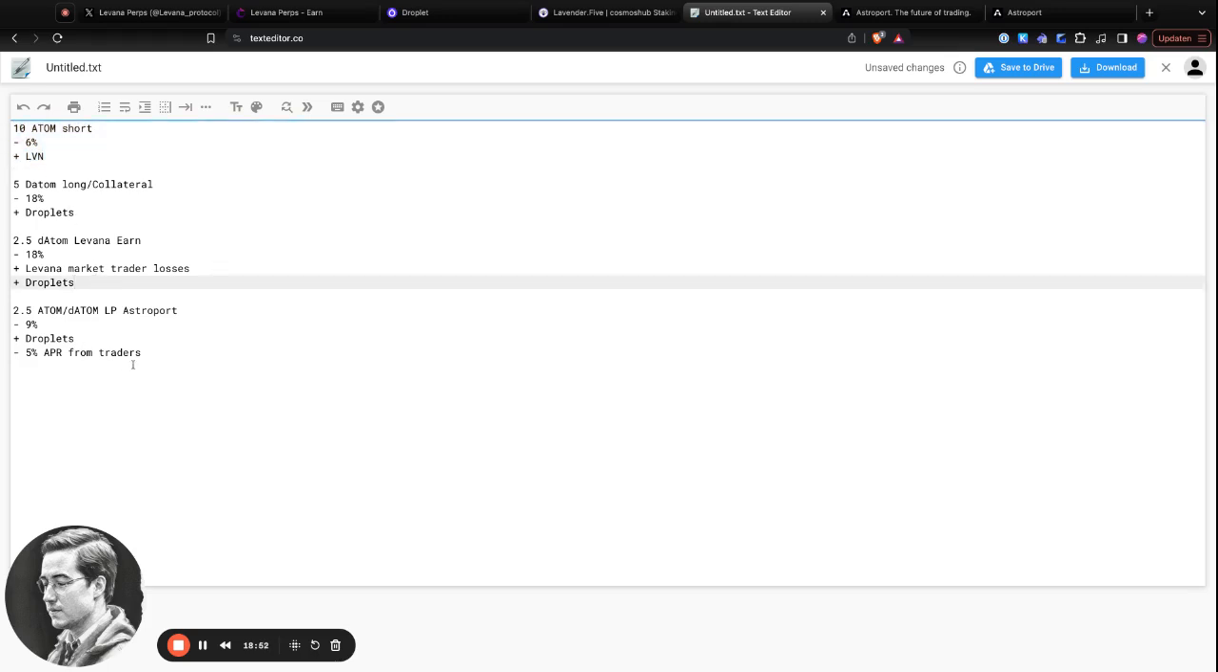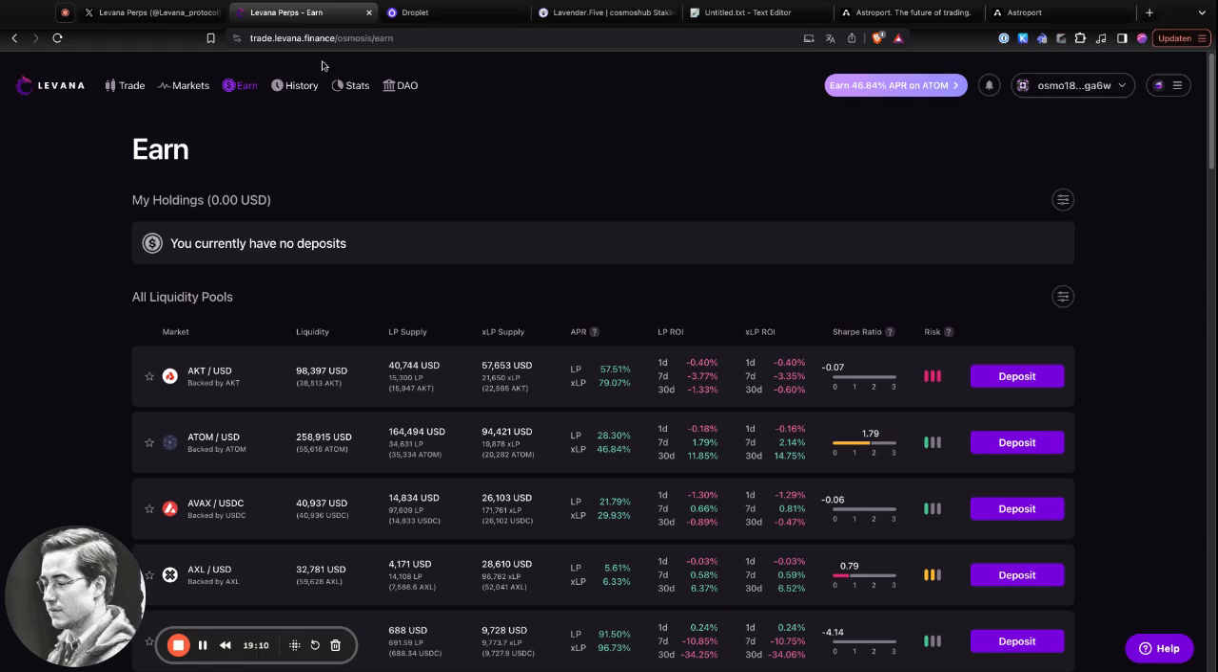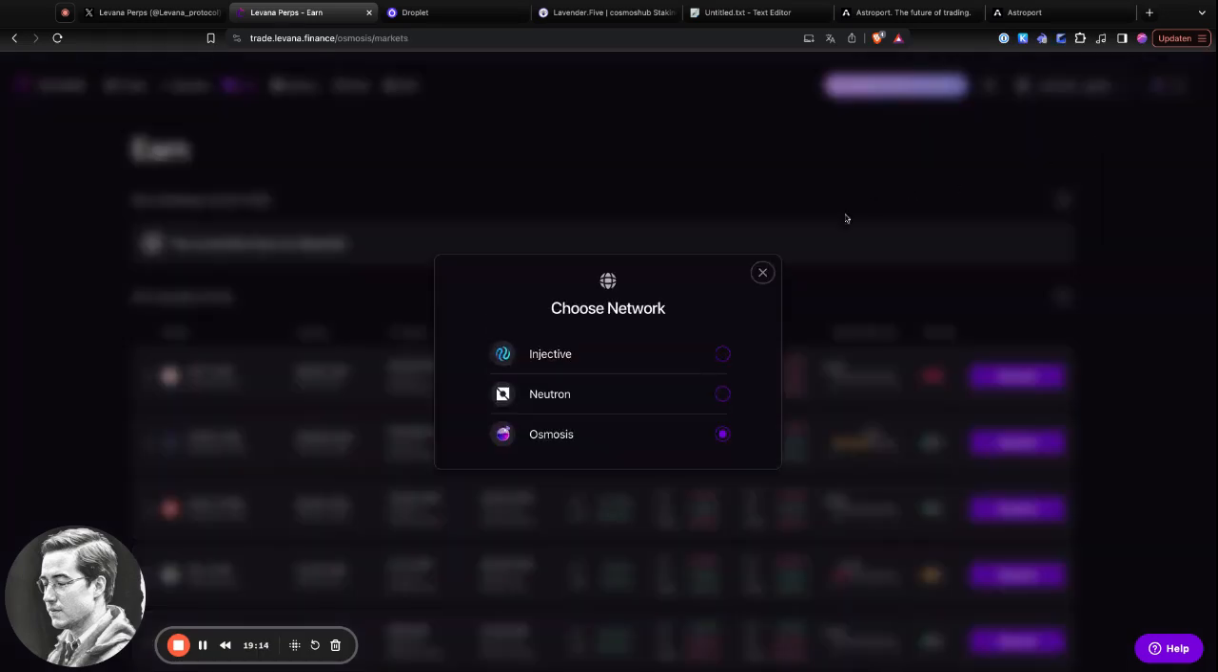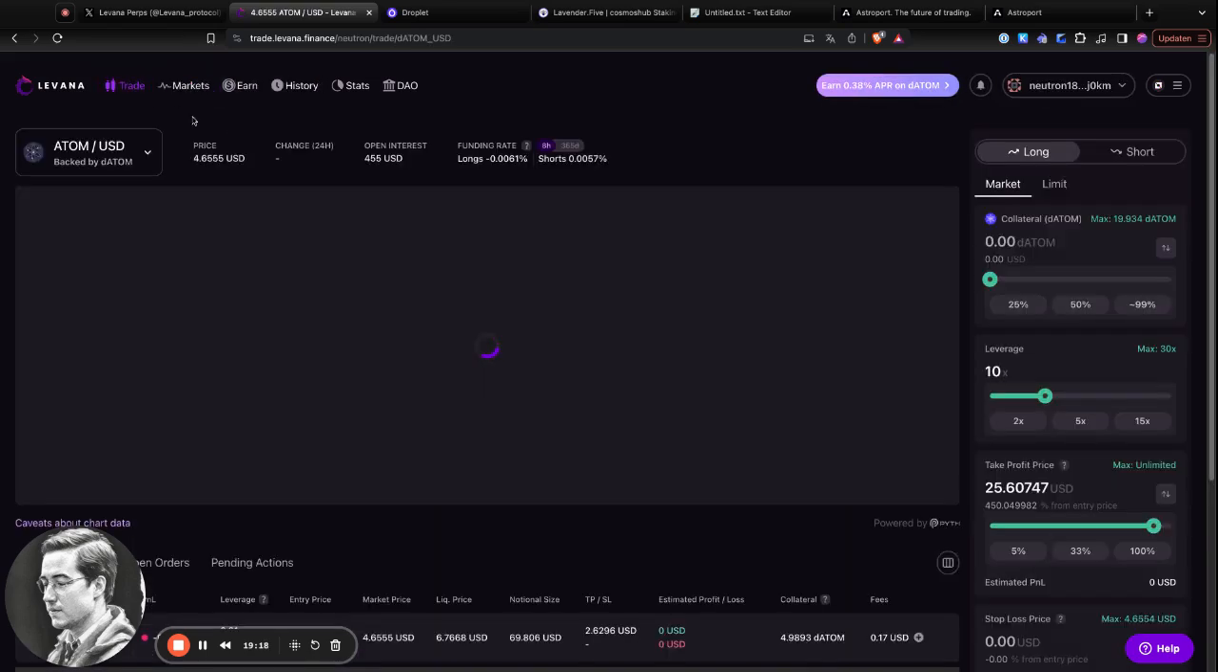But in this case, I'm actually earning more than 20%, including airdrops. So it's higher than 20%, plus airdrops and other tokens that I don't yet know the value of. And that's for USD. It's basically a USD hold because at any point in time I can go to the network Neutron, to the Levana page, and close my position.